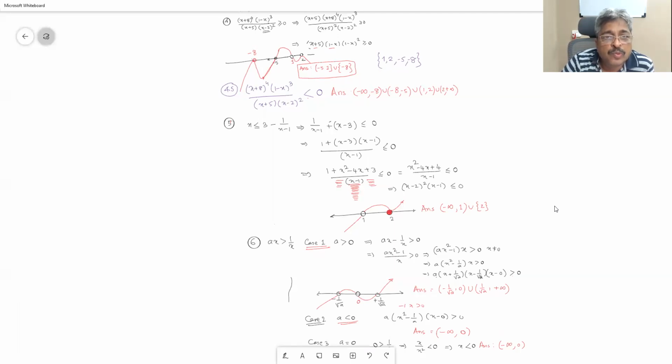Sir, 1 minus x would be positive, 1 minus x cube, and x plus 5 would be negative. Okay, okay. Correct, no problem. Have you understood? Yes. Okay.